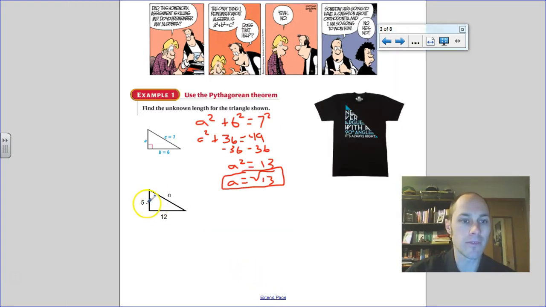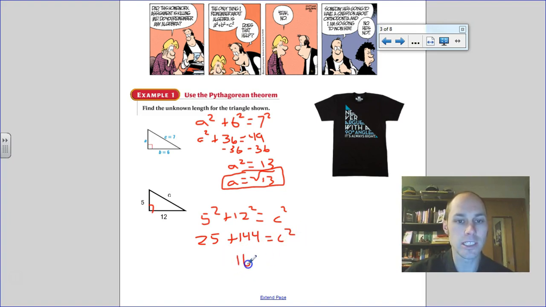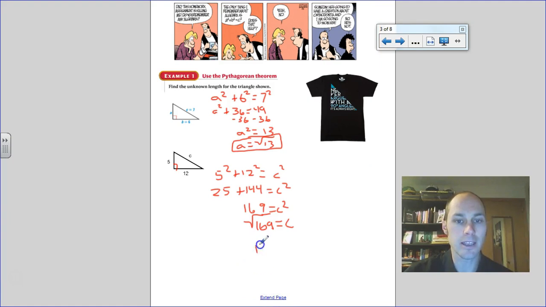In the example below, we've got 5, 12, and C. We're assuming this is a right angle. So we don't know the hypotenuse, so we'll leave that one, but we square the 5 and the 12. And the sum of those is equal to our hypotenuse squared. 5 squared is 25, 12 squared is 144. And that equals C squared. I combine 25 and 144 to get 169, is C squared. Take the square root of 169 is equal to C. 169 is a perfect square, so C will be exactly 13.